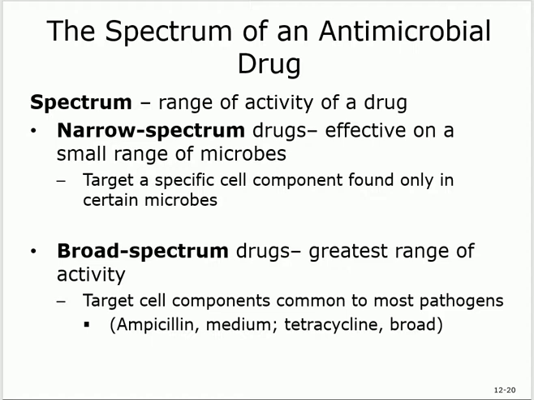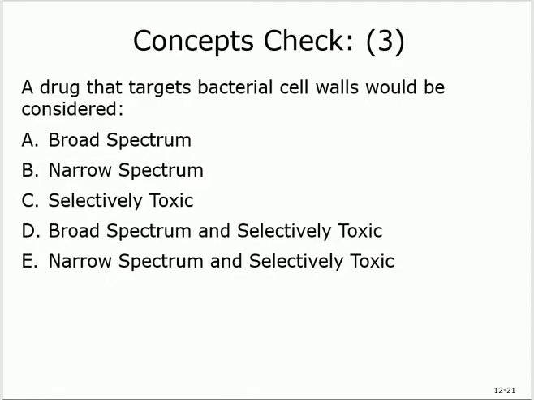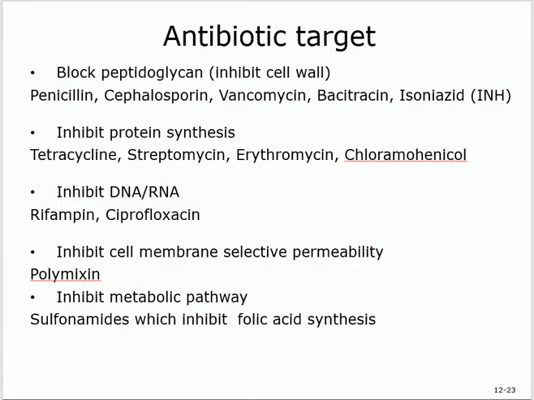If this is working on the cell components, like the cell wall, that will be more of a broad spectrum. Ampicillin, for example, is medium, tetracycline is broad. But broad spectrum usually works on the cell wall. Okay? Drugs that target the cell wall are generally speaking broad spectrum, and it is selectively toxic. Okay. All right.